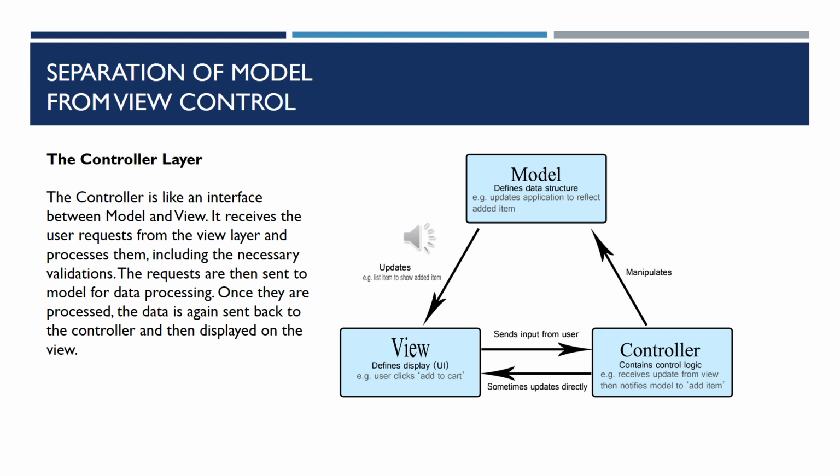The controller is like an interface with the model. It receives the user request from the player and processes them. Necessary values. Requests are then sent to the model for processing. As they are processed, the data is again sent and then displayed to you. So, the controller is the one that handles functions.